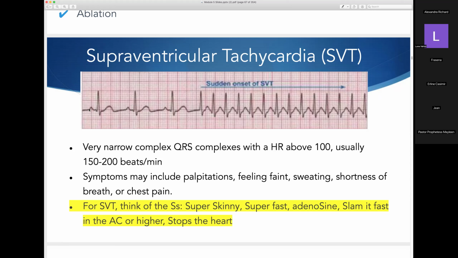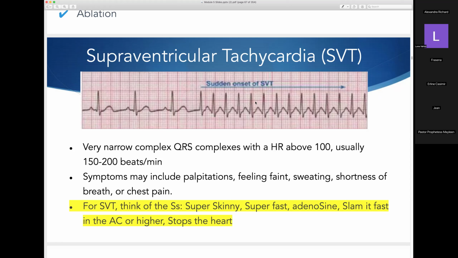The P wave is the atria have contracted, then the QRS is the ventricles contracted, and then the T wave is the ventricles relaxed, and then it's going to begin all over again. So this represents one full heartbeat, right? So 1, 2, 3 normal heartbeats, and then we have a sudden onset of SVT.